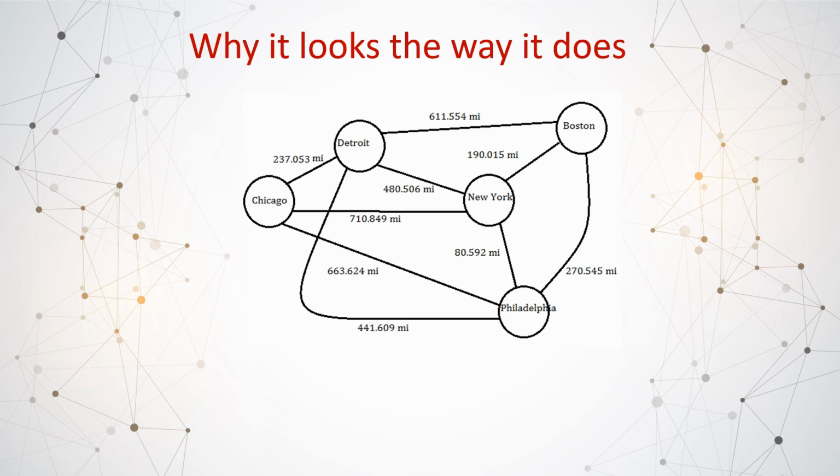This type of node arc system is used by Google Maps. Each of the cities on this map would be considered a node, and the lines between them would be considered the arcs.